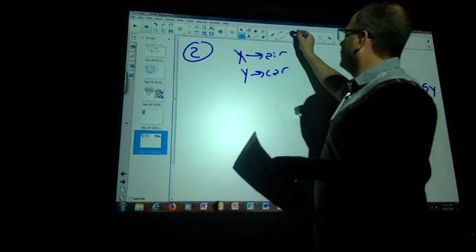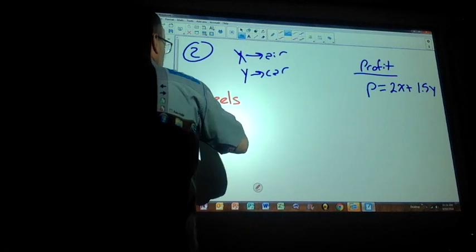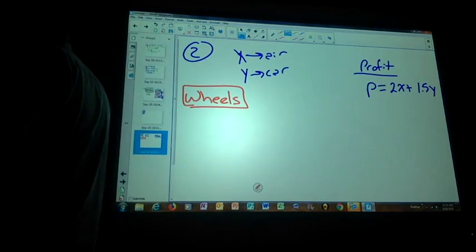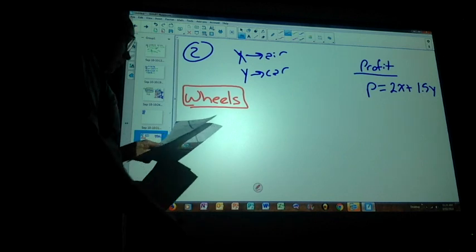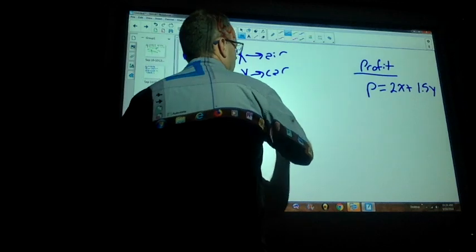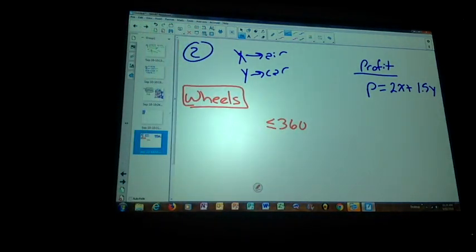Okay, let's see if we can figure this out. First thing I want to focus on are the wheels. I'm going to create an equation with the wheels. How many wheels do I have total? What does it say in the problem? 360 wheels. So I have to use less than or equal to 360 wheels. Is that okay so far? Anyone stuck? Olivia?